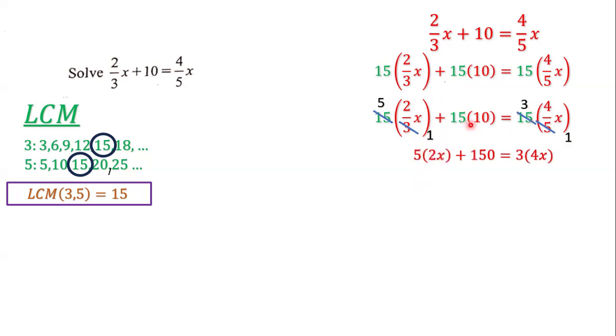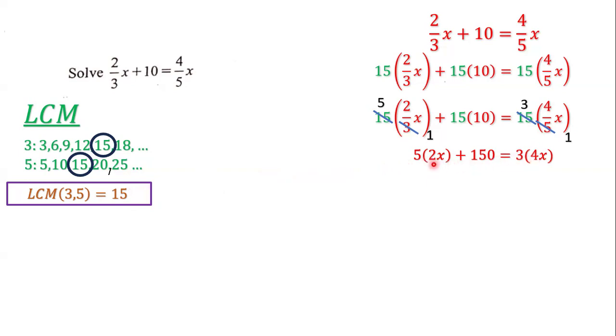We have 15 times 10, and 15 times 10 is definitely 150. And we have 3 times 4x, which we have right here. Notice that we do not have any denominators, and that is great. So what we did was multiply each term of the equation by 15, and that helped to eliminate the denominators.